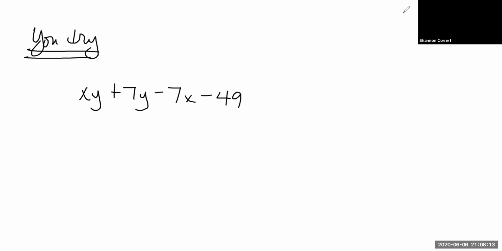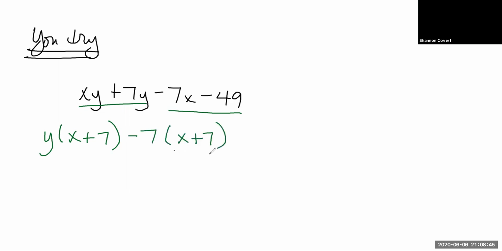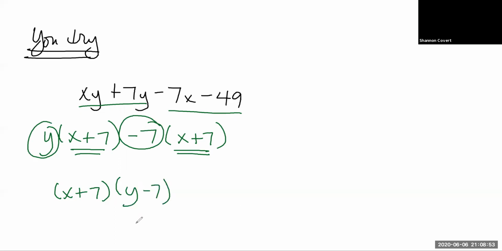All right, let's go through this one. Let's see how you did. Hopefully you've worked it. So 4 terms. So we're going to look at the first 2 and the last 2 and try to find a greatest common factor. So the greatest common factor between xy and 7y is a y. And I'm left with x plus 7. Greatest common factor between negative 7x and negative 49 looks like a negative 7, which leaves me with x plus 7. There's my binomial term, x plus 7. And my other binomial is what's left, which is y minus 7.